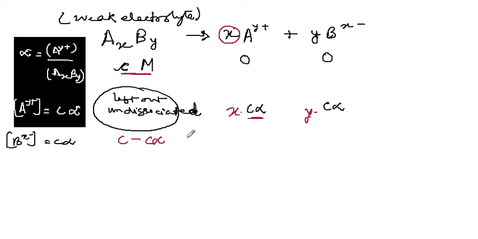Now, in case you're wondering how we got C minus C alpha or X times C alpha, in that case we can try eating some biscuits. Okay, let's have some special cookies.